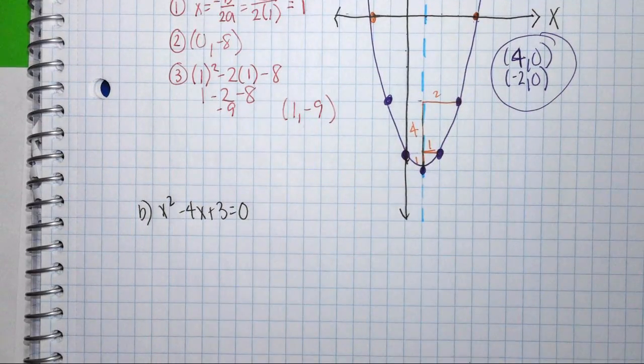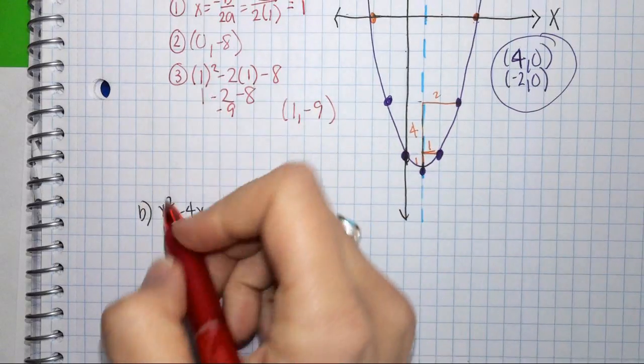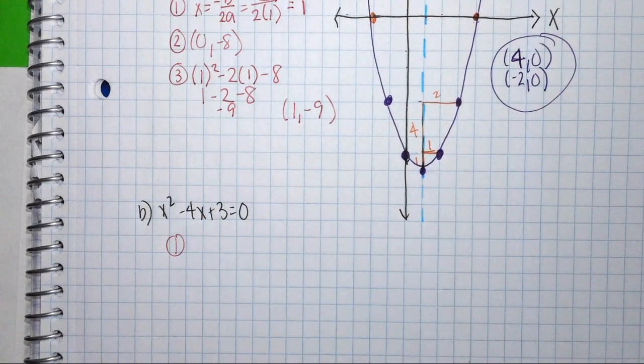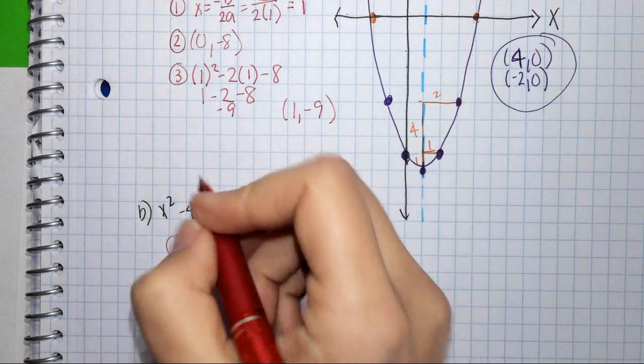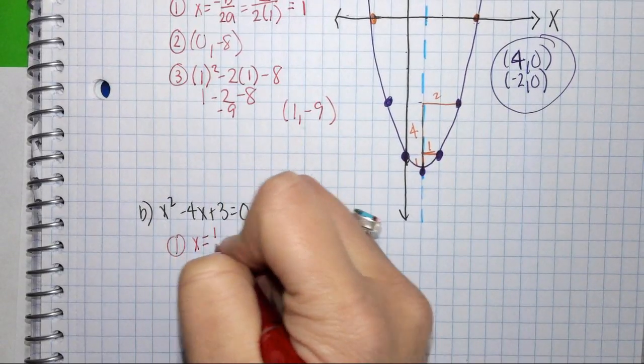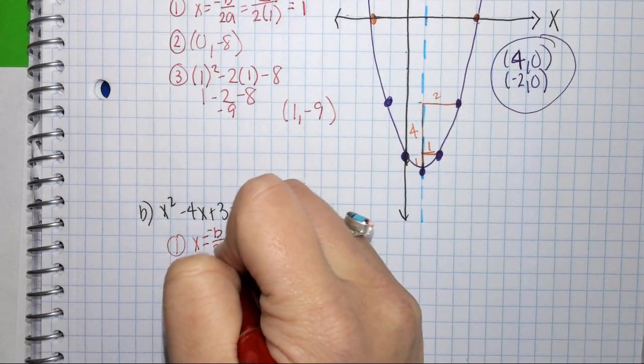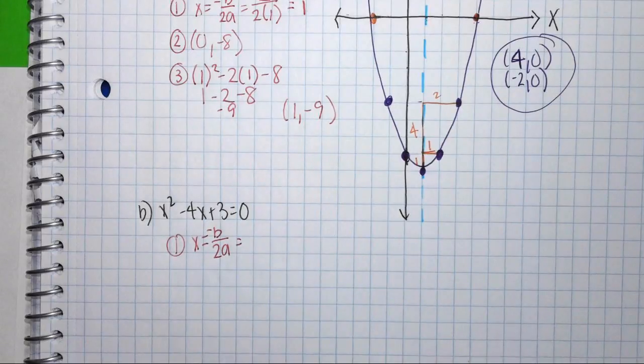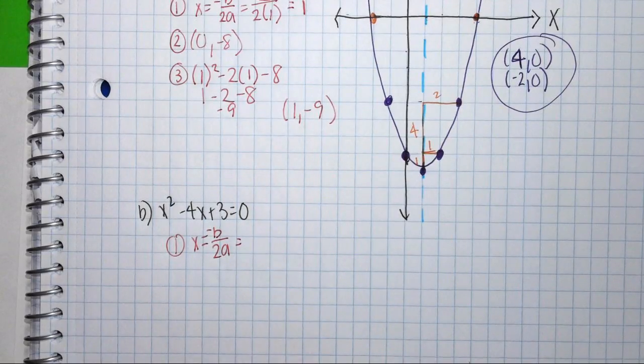All right, what is the first step? Axis of symmetry. And what is the formula for axis of symmetry? It's not over anything because we're not cows. Negative b divided by 2a.